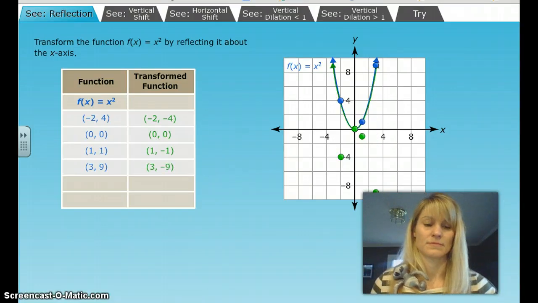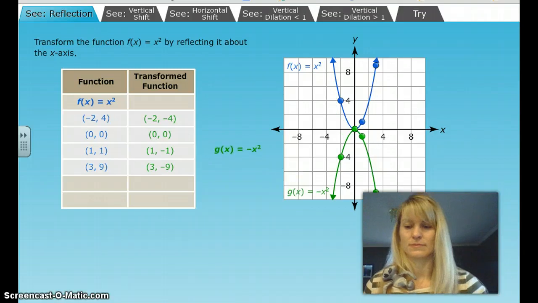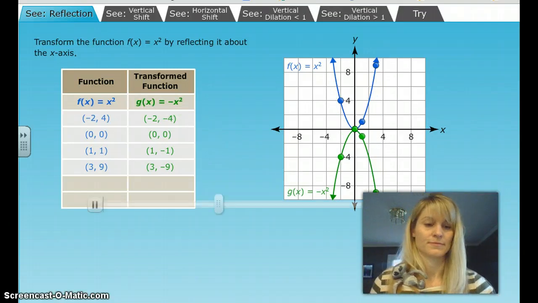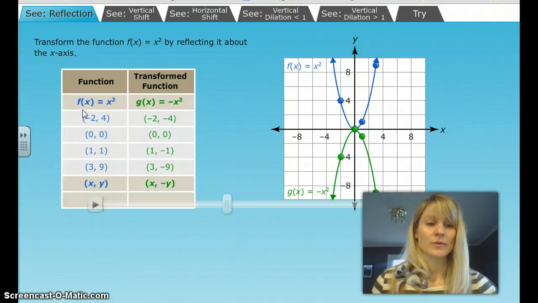The equation of the reflected curve is g of x equals the opposite of x squared. The y-coordinates of the transformed function are the opposite of the y-coordinates of the original function. So at this point, we want to write down the equation, and when we reflected over the x-axis, that made the equation negative, gave a negative coefficient.